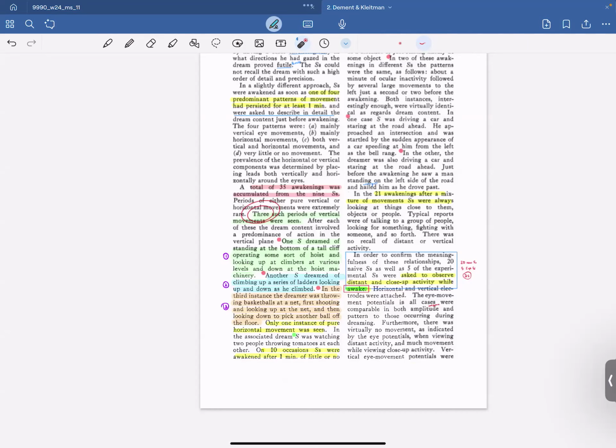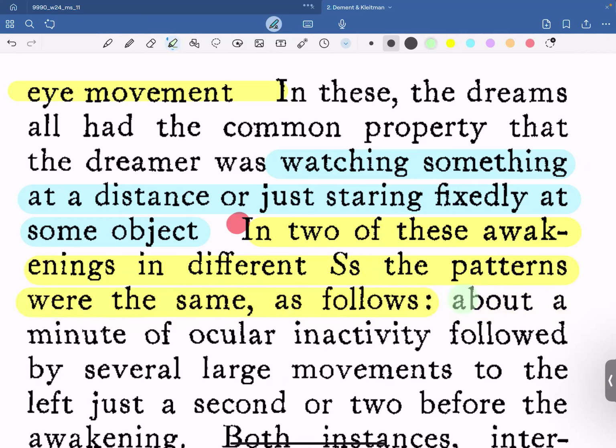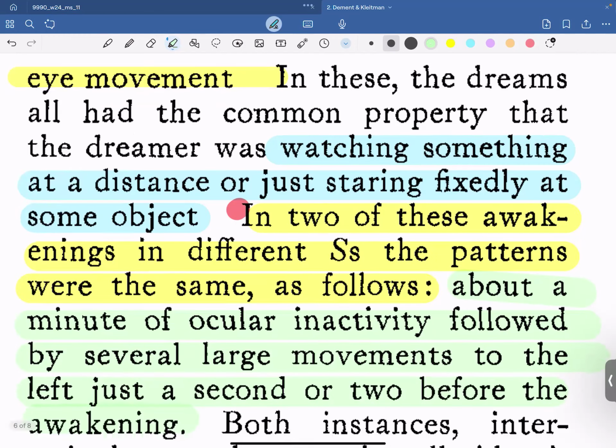Now, taking this ahead, this is from the original research paper. In these, the dreams all had the common property that the dreamer was watching something at a distance or just staring fixedly at some object. In two of these awakenings in different subjects, the patterns were the same as follows. Now, what was the pattern here? About a minute of ocular inactivity followed by several large movements to the left just a second or two before the awakening. Now ocular has to do with the eye.